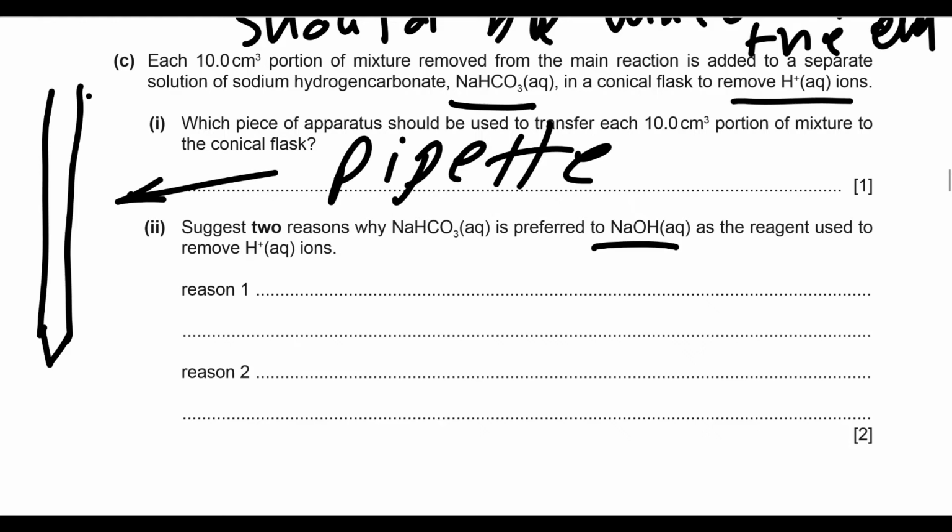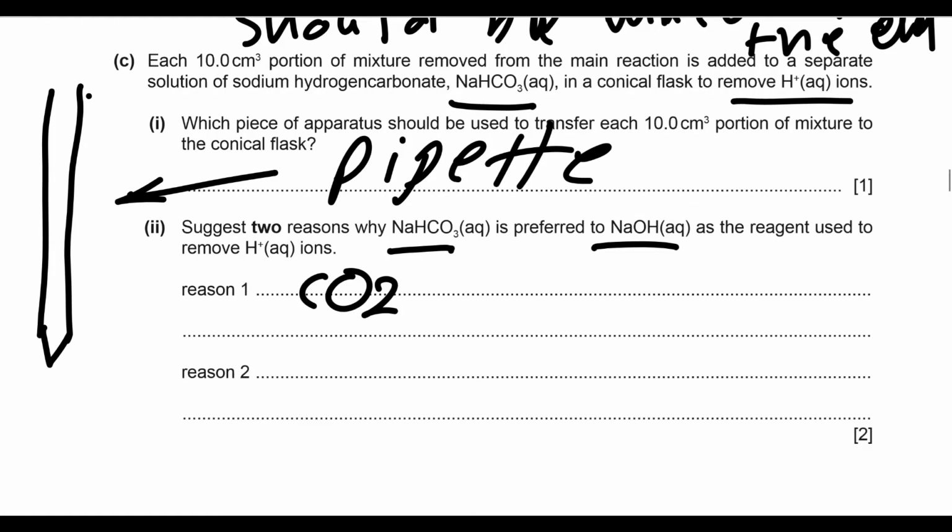Now, sodium hydrogen carbonate with acid, what will the reaction be? It will be a neutralization reaction, and you will see carbon dioxide is produced. It's right, because carbonate or hydrogen carbonate is a source of carbon dioxide when it's reacted with acid.